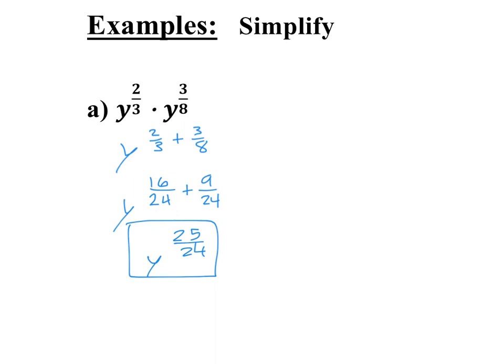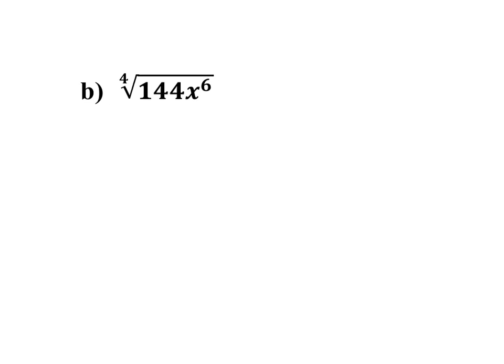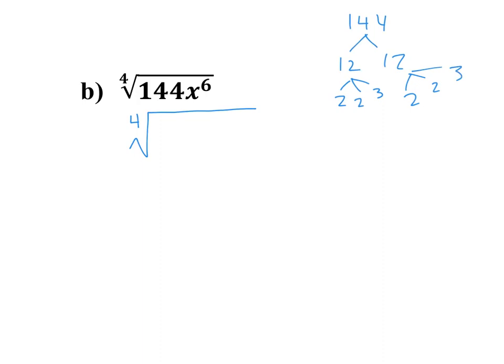And remember, we prefer improper fractions over mixed numbers. Okay, so this problem looks like the last lesson. If I did a tree diagram on 144, that would be 12 times 12. And then each of these would break into 2, 2, 3. So we have 2 to the 4th power, 3 squared, and x to the 6th.